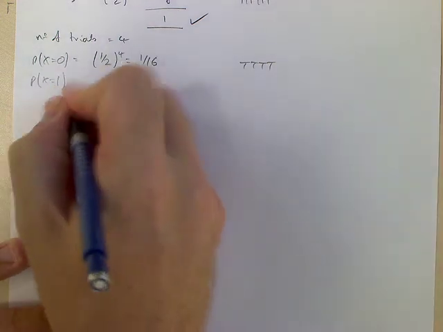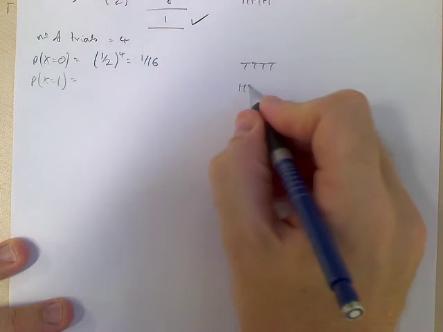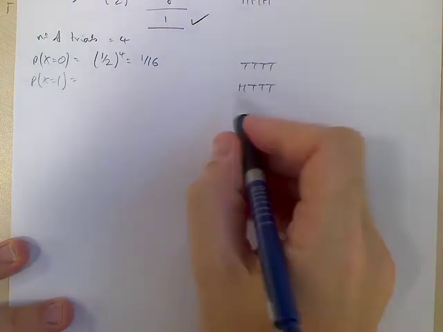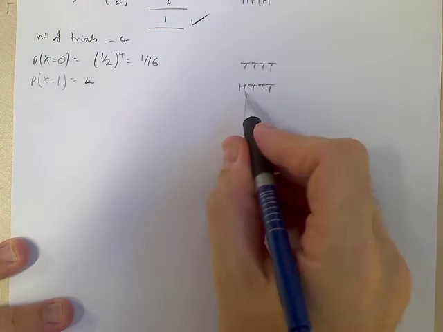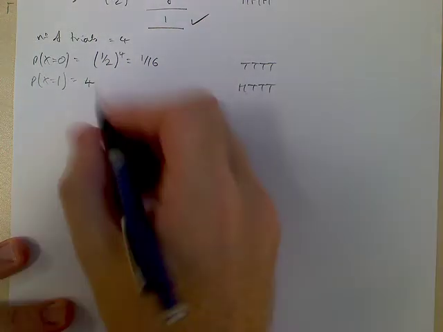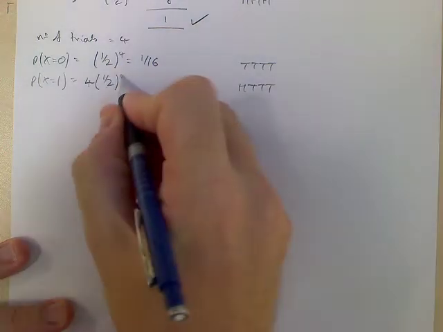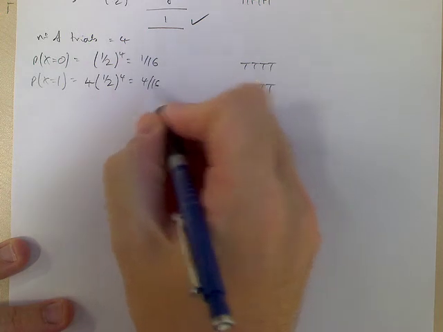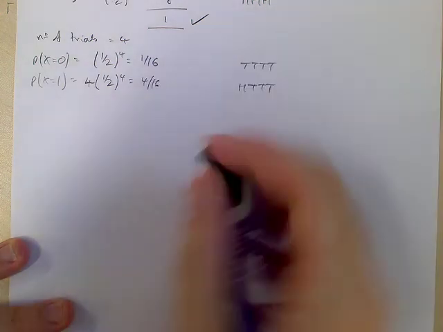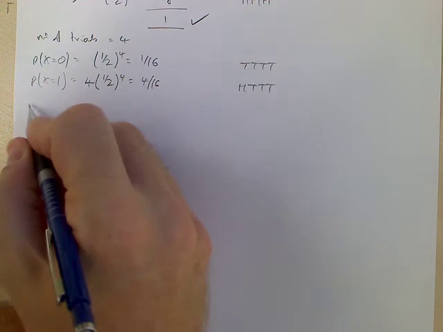Probability of x is 1. I want 1 head and 3 tails. 4 ways. 4 positions in which the head could appear. So 4 lots of a half to the 4, 4/16. I'm not going to cancel that down because it'll make it easier to total them up in a moment.